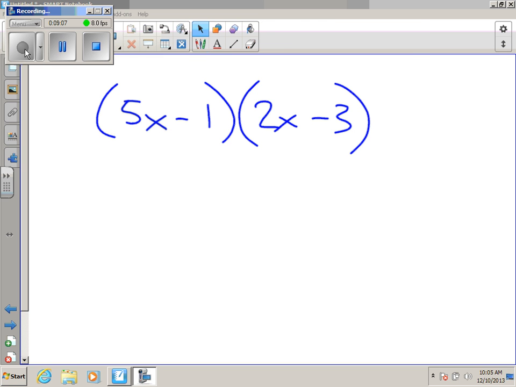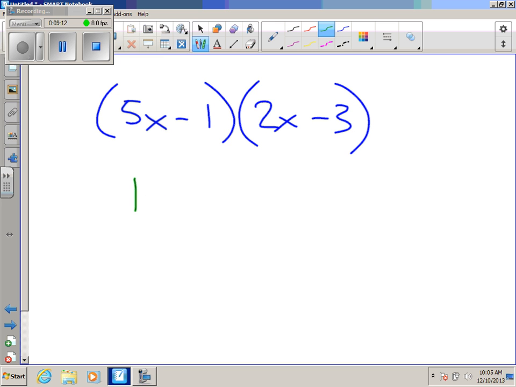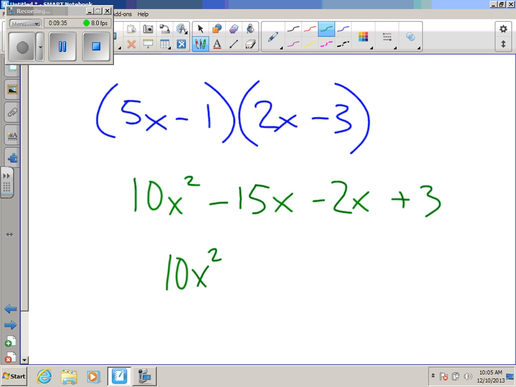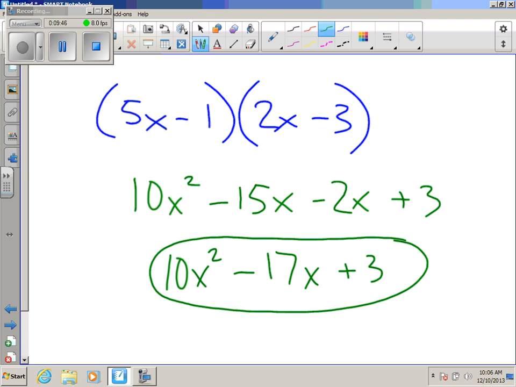Okay, first, 5x times 2x. 10x what? Outer. 5x times a negative 3. Inner. Negative 1 times 2x. And last, negative 1 times negative 3. Very good. 10x squared, negative 15, negative 2. Very good. There we got it.